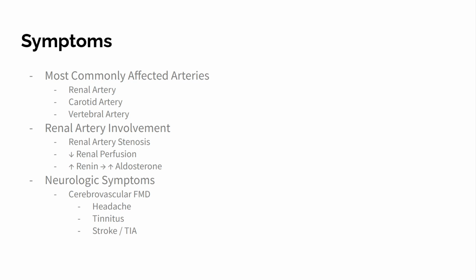And unlike primary hypertension, this type of hypertension is going to be very difficult to control, and it's usually pretty severe. Some of the cerebrovascular symptoms that you're going to see in FMD are headaches, pulsatile tinnitus, transient ischemic attacks, or even stroke, and they result from reduced blood flow or arterial dissection.